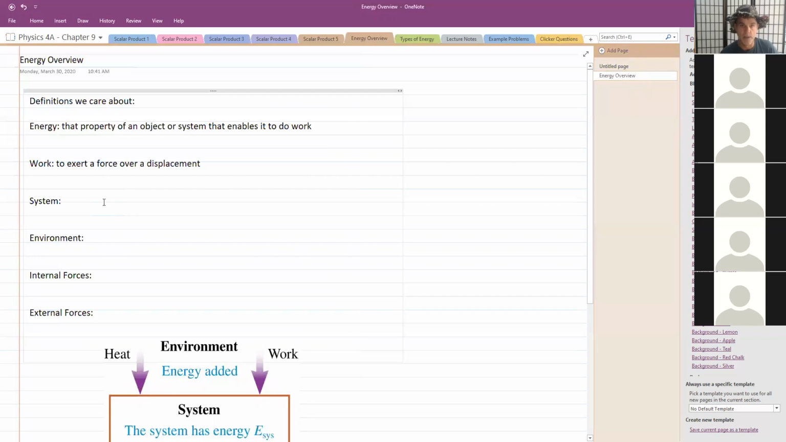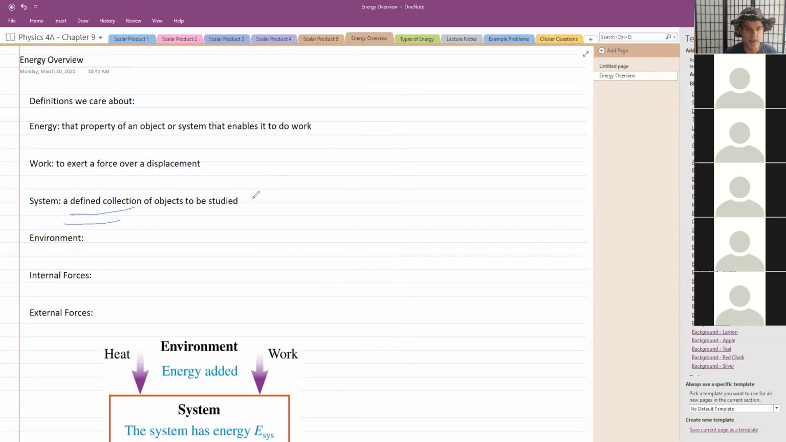So a system, there's different definitions of the system depending upon the science we're looking at, but in physics, the way we define a system is just a defined collection of objects to be studied. And in terms of a defined collection of objects to be studied, guess who gets to define the system? And the answer is you. It's defined by you. So you get to define a system however you want.